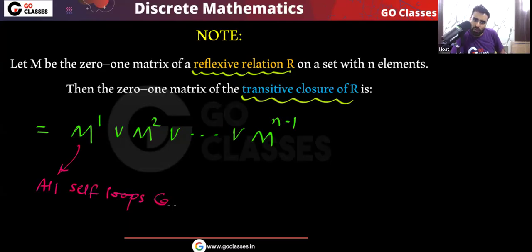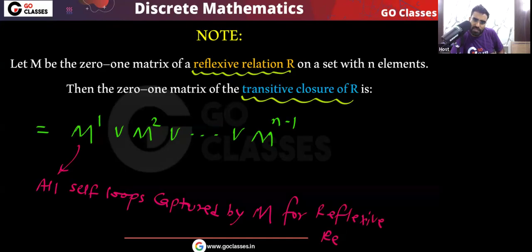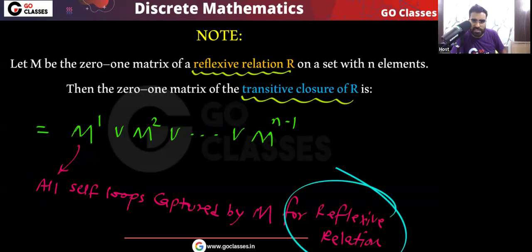All self loops are captured here. All self loops are captured by M for a reflexive relation. For a reflexive relation, your relation is reflexive. So already your relation is reflexive. So this M power 1 will capture all the self loops.